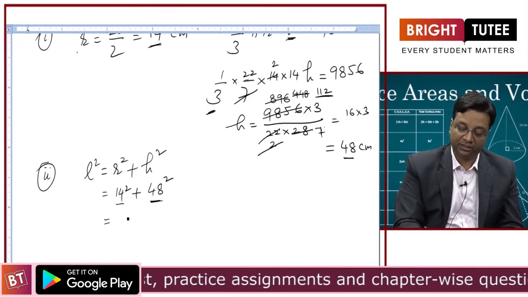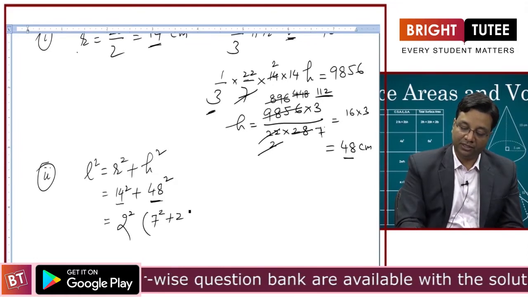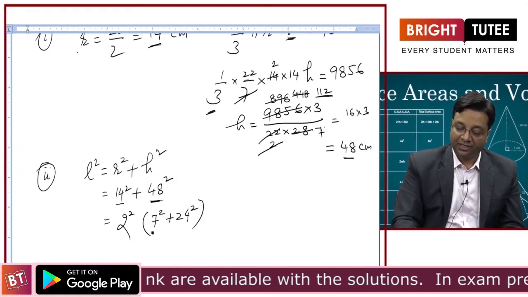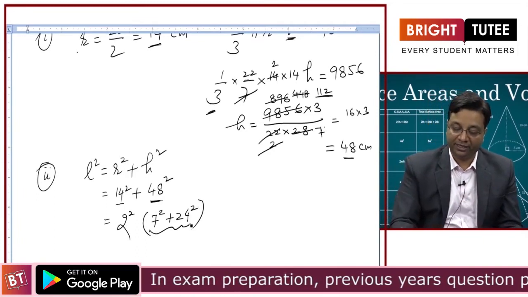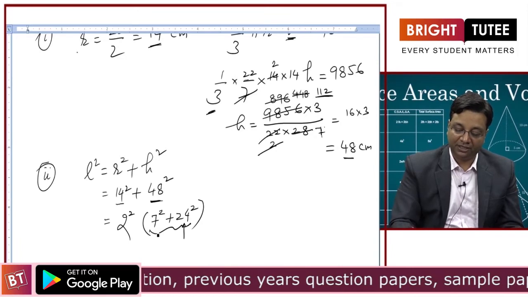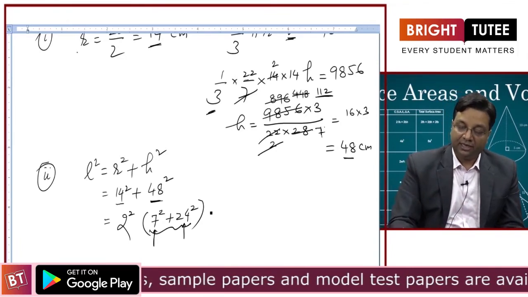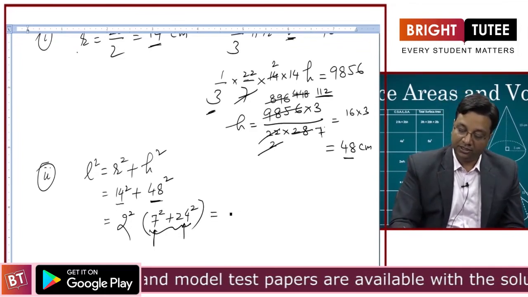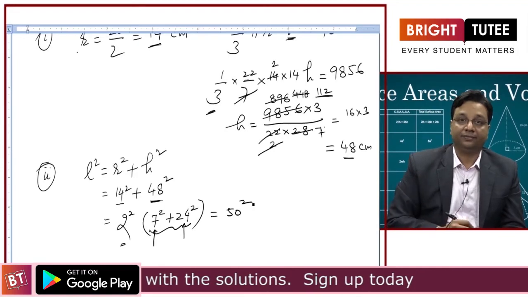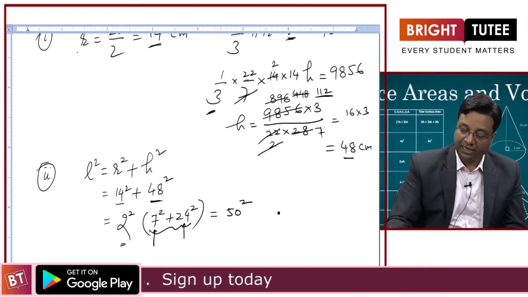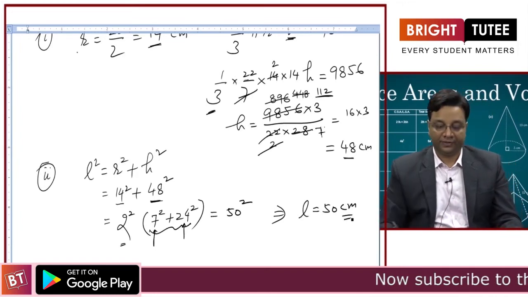If you do not know the square of 48, it will be okay in this question, because what I can do is take 2 square common and it will be 7 square plus 24 square. This we already know will be equal to 25 square, if you have paid attention, because this is 576, this is 49, so combined it will be 625, which is 25 squared. So it is equal to 2 square into 25 square, that is 50 squared, right. So L is equal to 50 centimeter, all right.